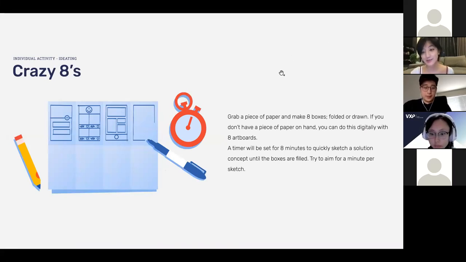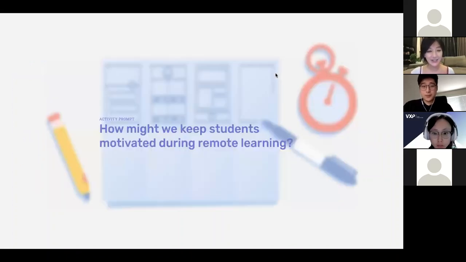Okay. Yeah, we're going to give you the prompt right now. So everyone just look at the screen sharing for 1 second. Yeah, Ken, you can move on. So it's going to be how might we keep students motivated during remote learning. So remember, your sketches don't have to be very good or very detailed. The goal is just to explore ideas. So it's fine if it's messy. I'm not a good sketcher either.